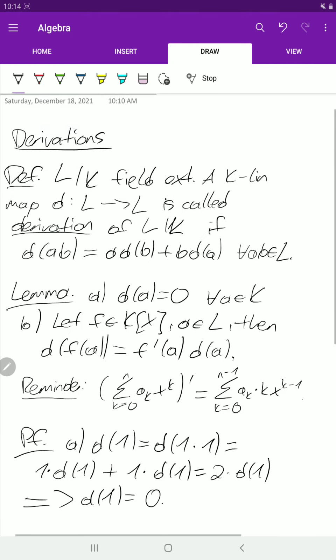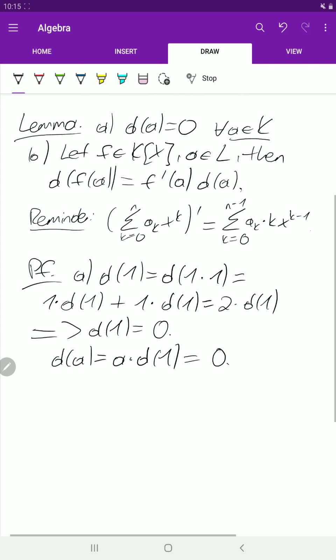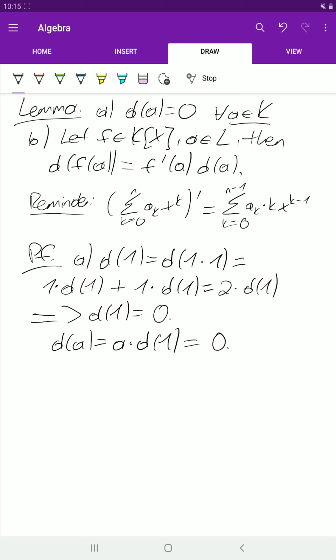And now we look at the elements in K, and D of A is just A times D of 1, because the map is linear, K-linear by assumption. So this is 0. Okay, that's it for part A. And now let's prove part B.